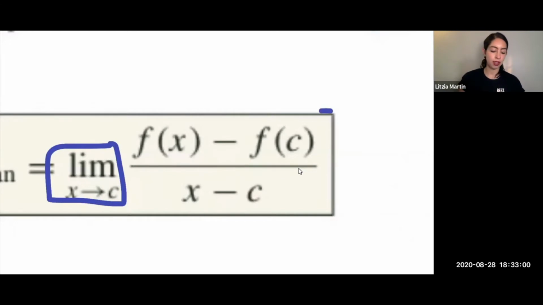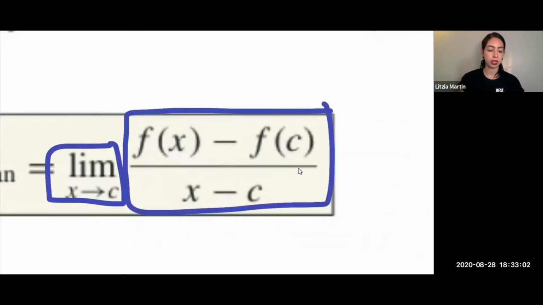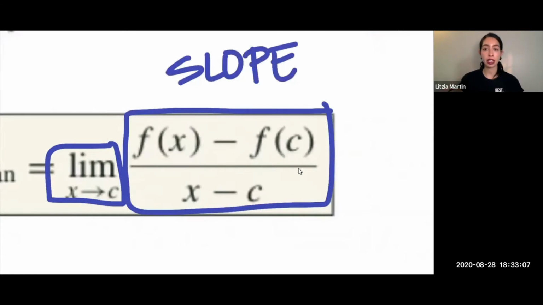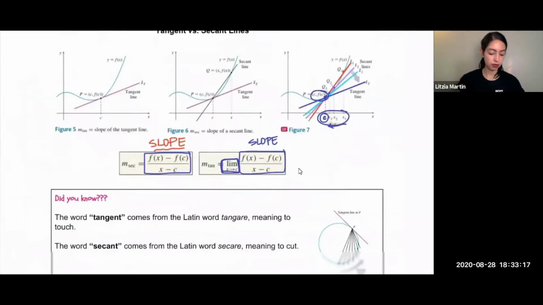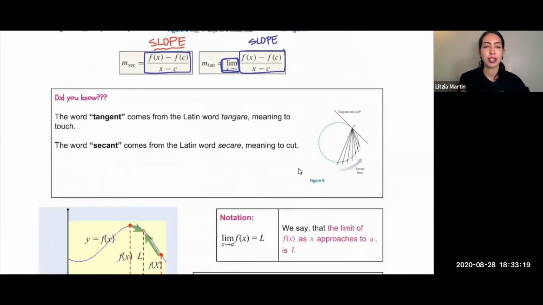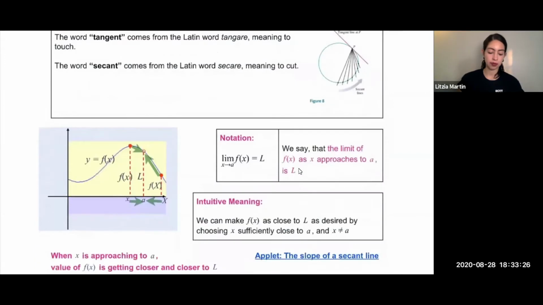So we have the same formula here, that is the slope formula of a secant line, but we are saying that the secant line must approach that C value. So we have a fun little did you know here. You can check that out to see the meaning of tangent and secant.